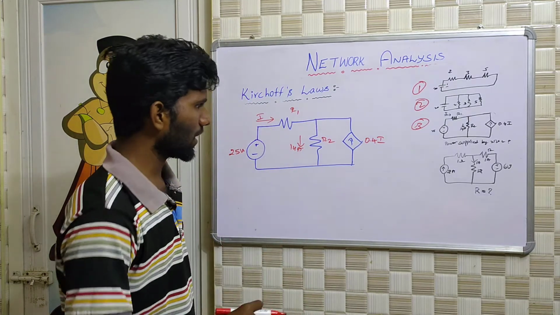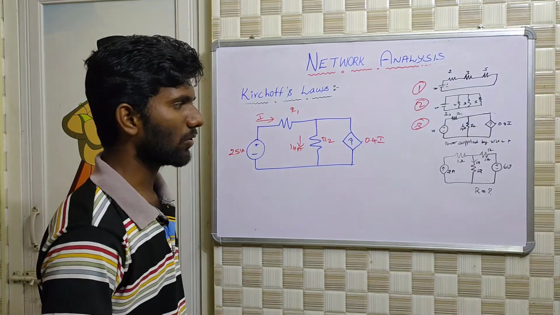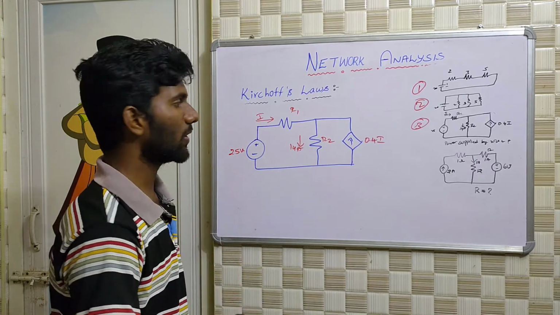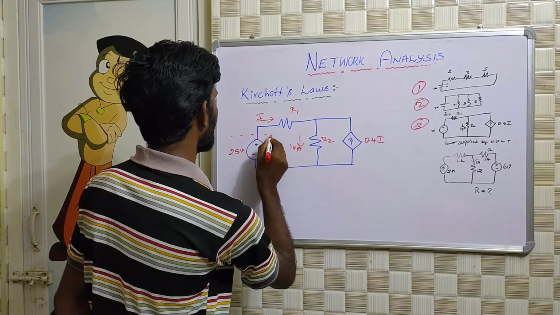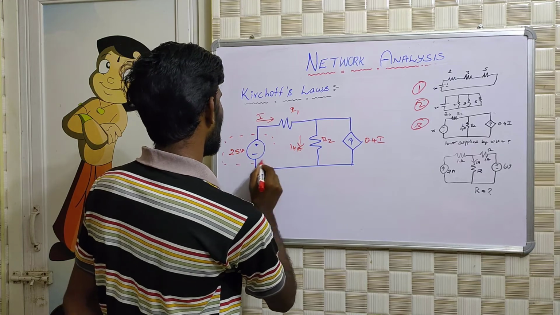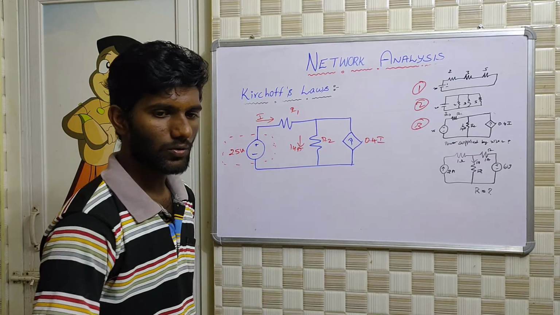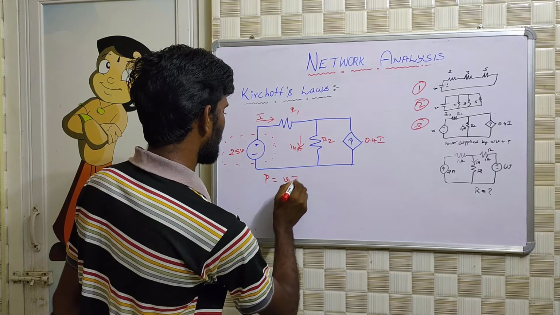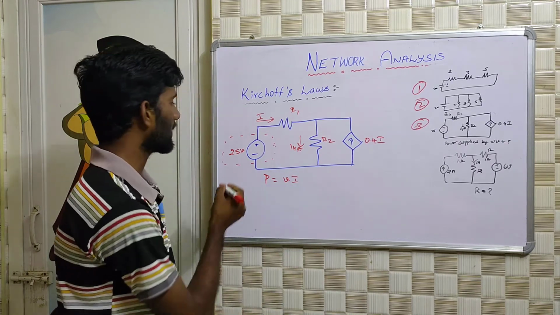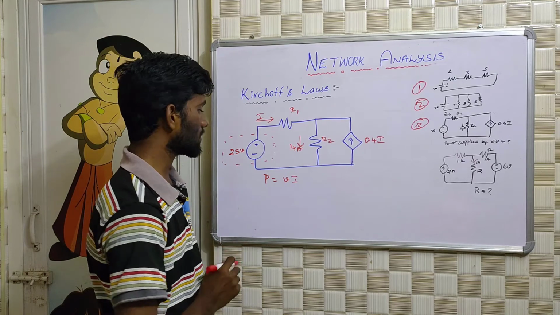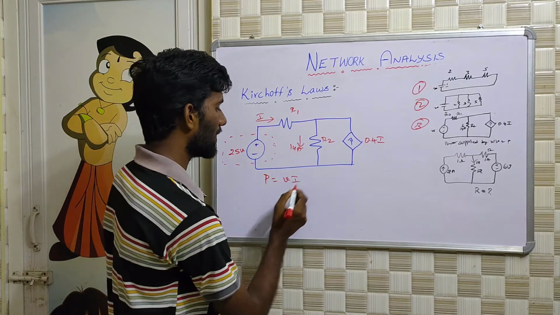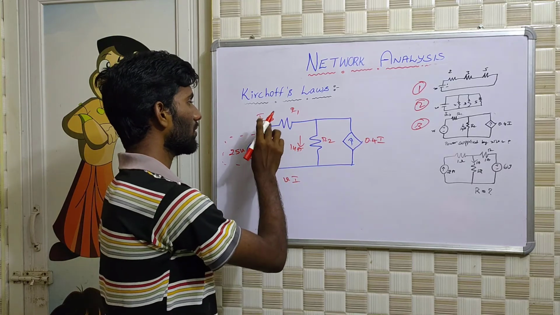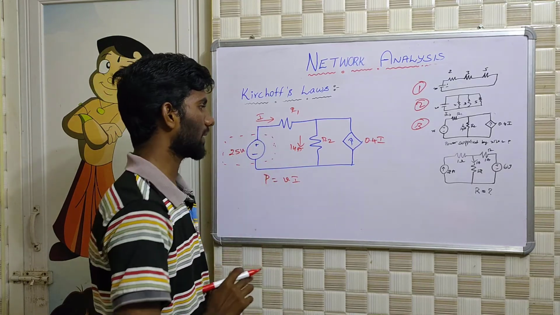So here the question is, we need to find out the power supplied by the 25 volts voltage source. So here we need to find out the power at this current source. Since we know power P is equal to V into I, right? So here we have V as 25 volts. So if we find out the I, then we can easily find out the power. So we need to find out this current I.